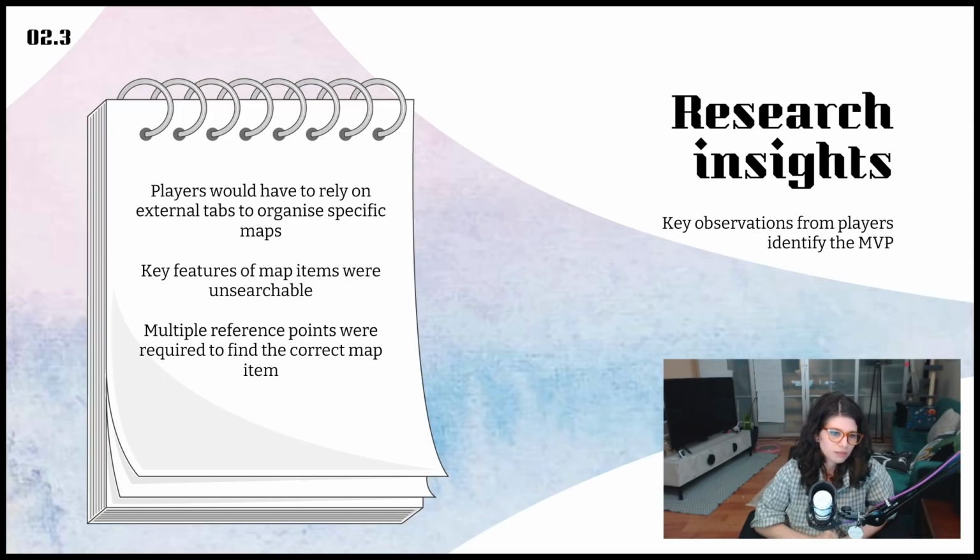Second observation was that key features of map items aren't searchable. It's probably important to note that it's not a search, it's actually a filter system. Anyway, some things are not attached as filterable tags to the maps themselves.